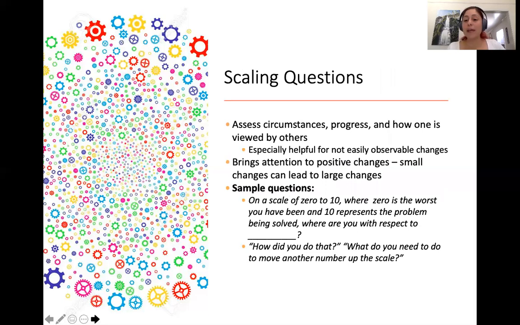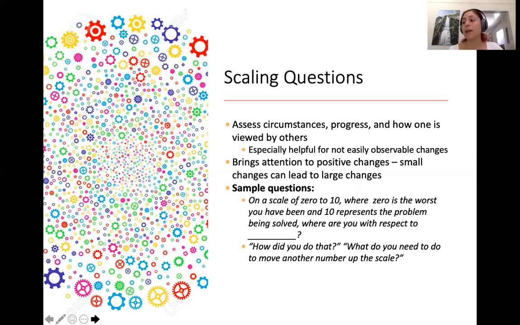Okay. Then we have scaling questions, which are also common in solution-focused therapy. And these involve assessing present circumstances, progress, or how one is viewed by others by using a scale of 0 to 10. These are especially helpful when changes in human experiences are not easily observed, like if we're tracking changes in feelings or moods that you can't really track as well. So the scaling questions can be helpful. In essence, they involve rating something like a feeling on a scale from 0 to 10, and they can be used at any point in therapy.